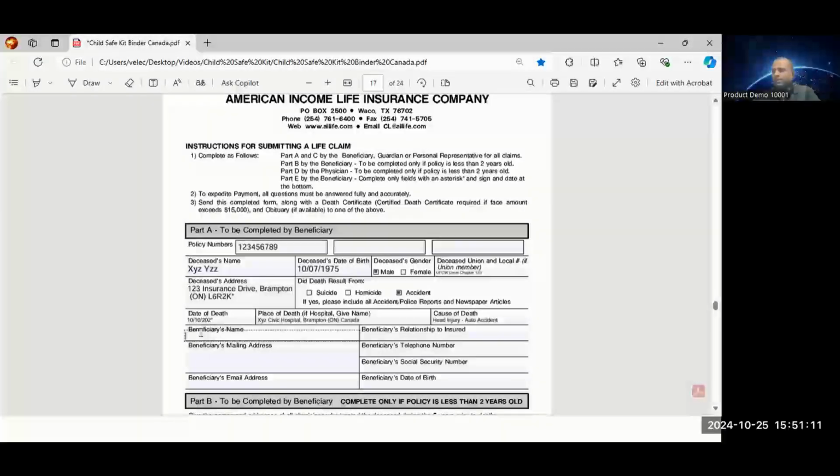Beneficiary's name. Make sure this name matches the photo ID. So let's say the name is XYZ, YZZ, and the relationship to the insured. Let's change this to XZZ, YZZ. And the relationship to the named insured, this would be the life insured. So let's say this is a family member.